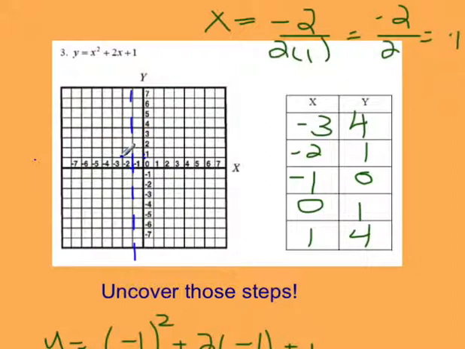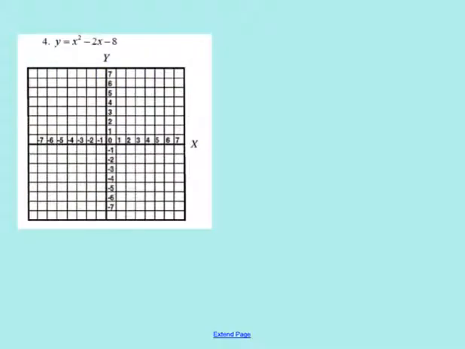Then I'm going over 1 and up 4 and plotting that point, left 3 and up 4 and plotting that point. So then I have a beautiful parabola right there. Again, if you graphed it correctly, your axis of symmetry should be cutting it evenly down the middle. So let's go ahead and take a look at number 4.